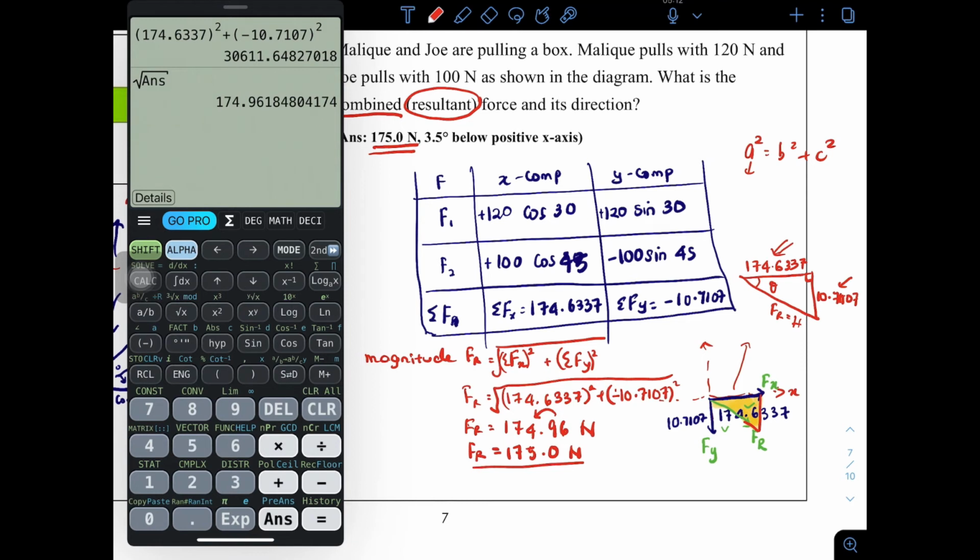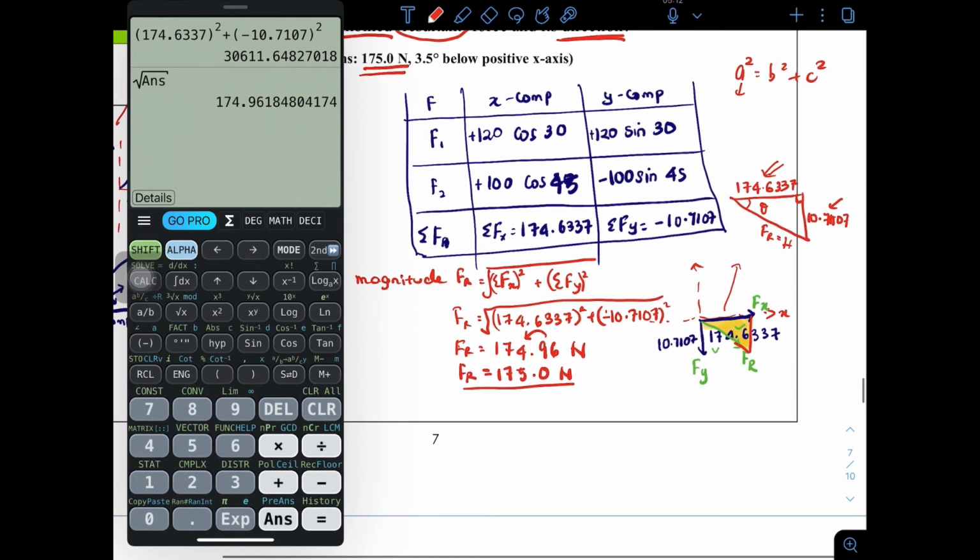Okay, so that is the magnitude. Let's look at its direction. As I said before, the direction is the angle with respect to the x-axis where your resultant vector is. So here is the angle of your resultant vector with respect to the x-axis over here. So it is below the positive x-axis, but how many degrees below the positive x-axis?